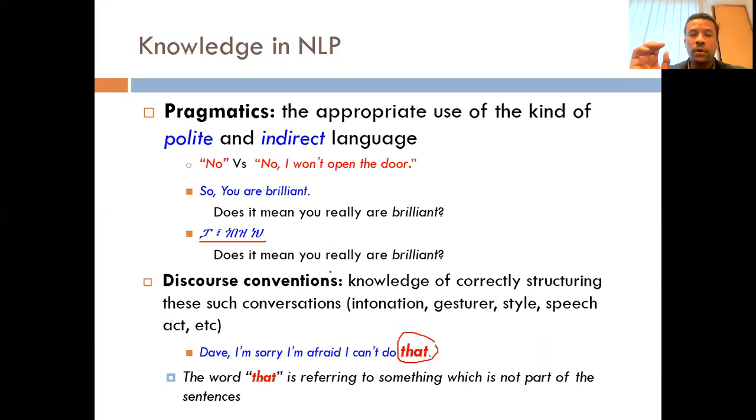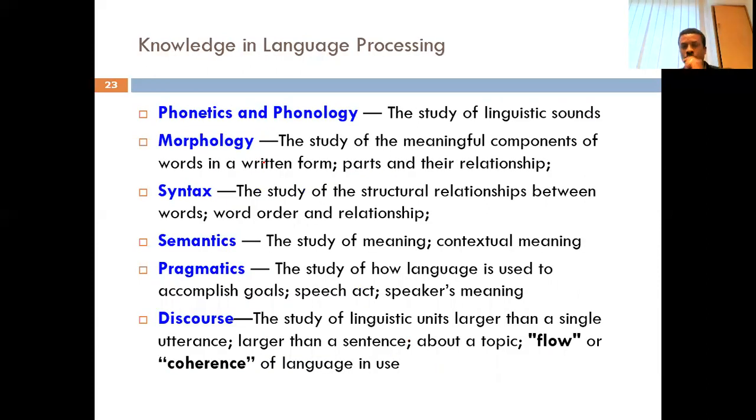So you have to remember all these levels of language understanding. So just to summarize those, this is what we have. Knowledge in language processing might be concerned about phonetics and phonology, which is a study of the linguistic sounds. The first one is concerned about how sounds are created. And the second one is concerned about, in a specific language, how sounds are going to be ordered and pronounced.